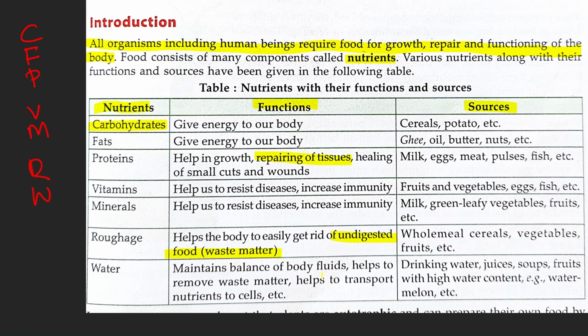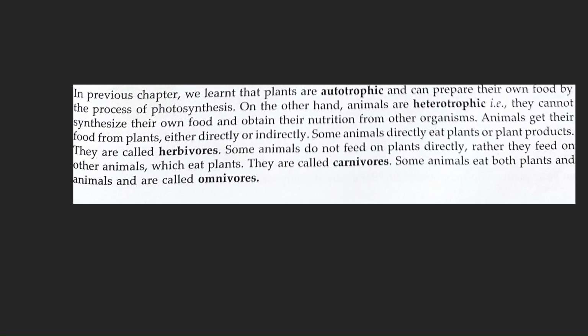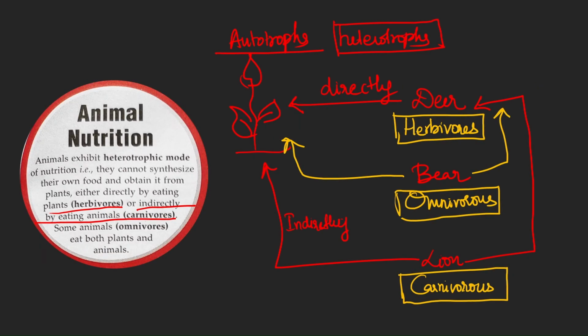Water maintains balance of our body fluids, helps to move waste matter, and helps transport nutrients to cells. Water, very very important: drinking water, juices, soups, fruits with high water content, watermelon, etc. So this is the first aspect, nutrient requirement. Why do we need the nutrients? Moving on. In this paragraph, they have explained what we already saw, the herbivorous, carnivorous and omnivorous, which we explained in this diagram. The next page consists of the aspects of animal nutrition: nutrient requirement, mode of intake of food and then utilization in the body.